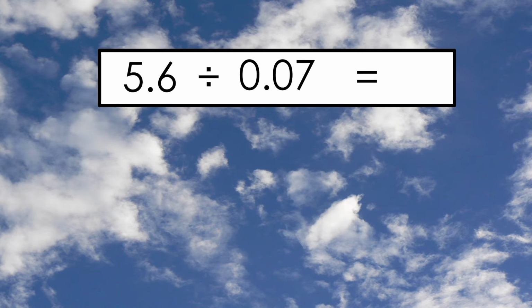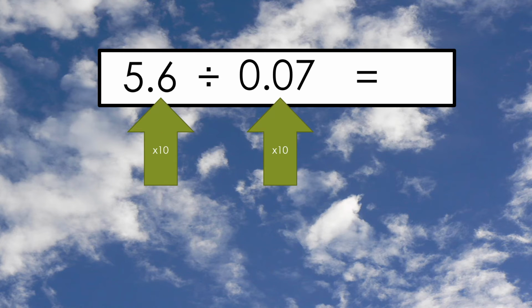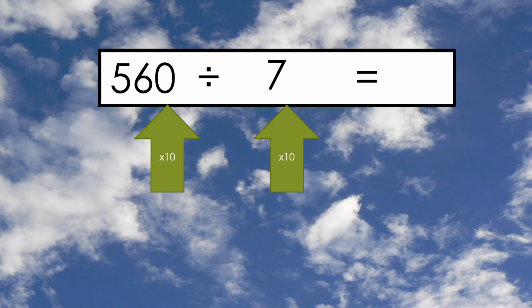Same thing here, you have to multiply by 100 to get rid of the decimal. So the answer will be 560 divided by 7, which is 80.